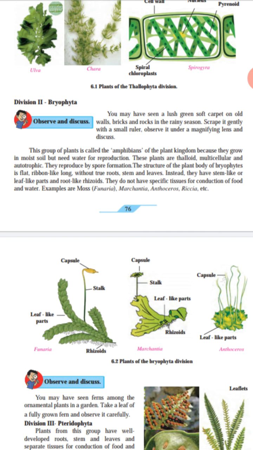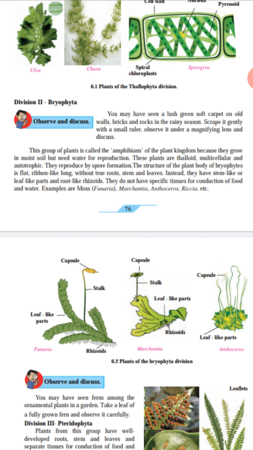This group of plants is called the amphibians of the plant kingdom. So what is meant by amphibians? Amphibians means they grow in soil as well as in water. That is why they are called amphibians.